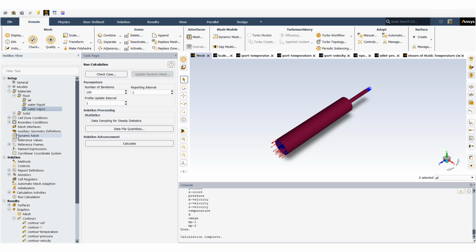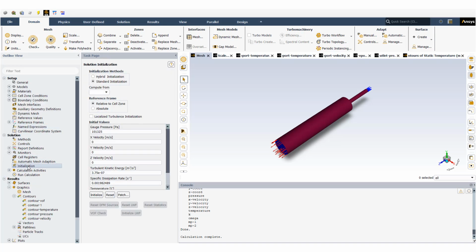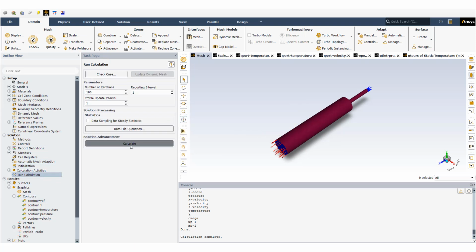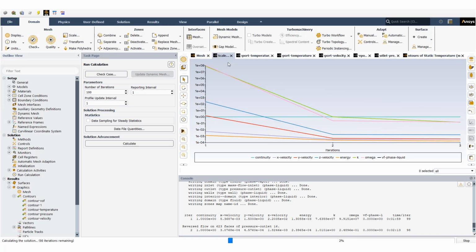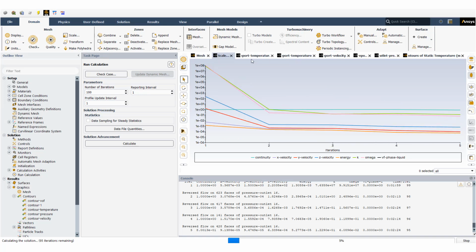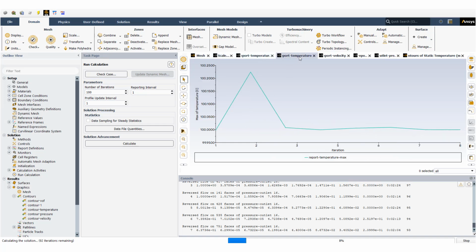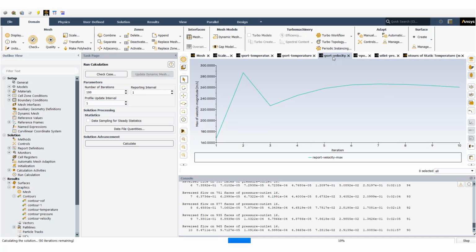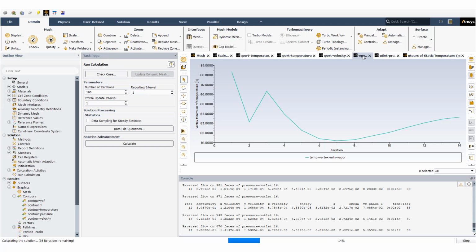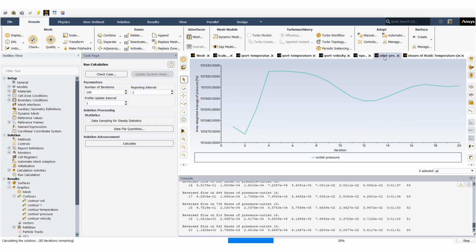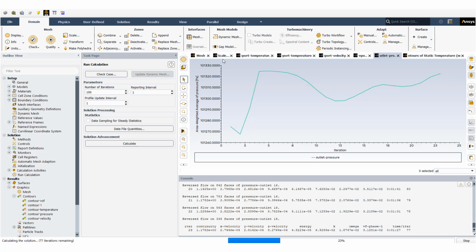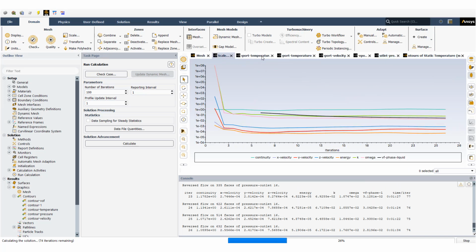and initialize the model with the inlet conditions again and run the model. Minimum temperature, maximum temperature, maximum velocity, vortex minimum for the temperature, pressure at the outlet. I'll be back to you when the solution is done.